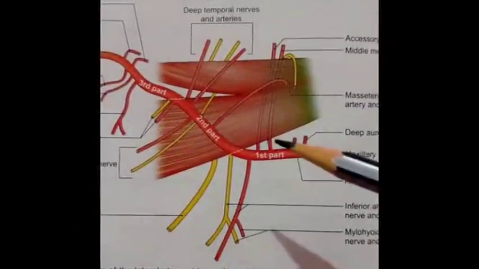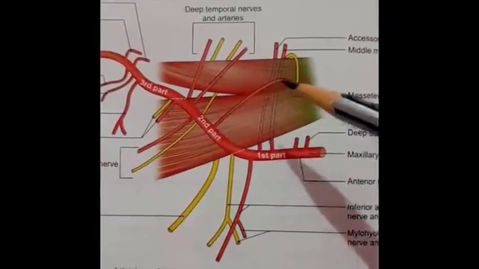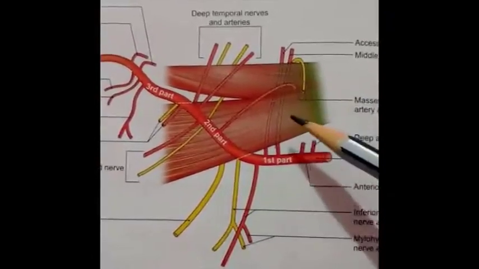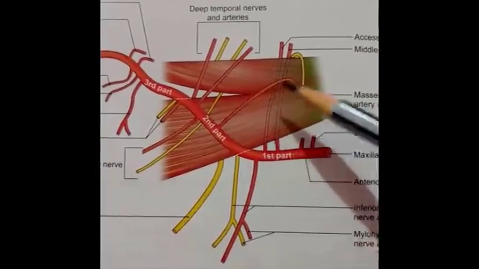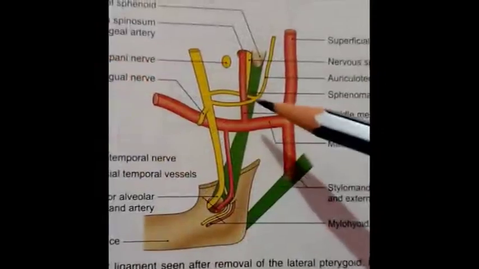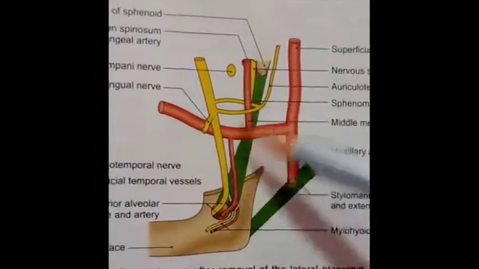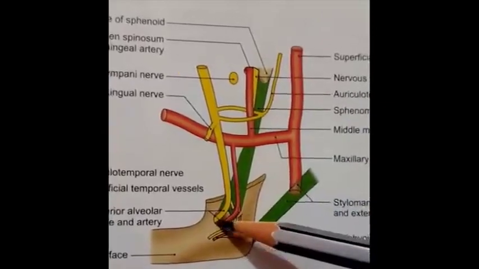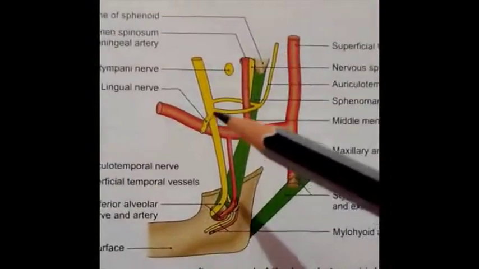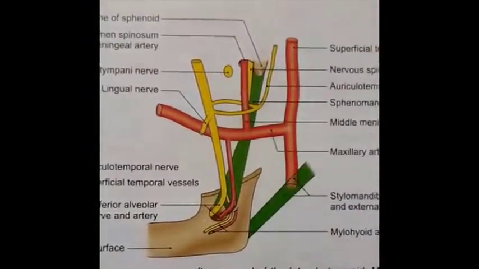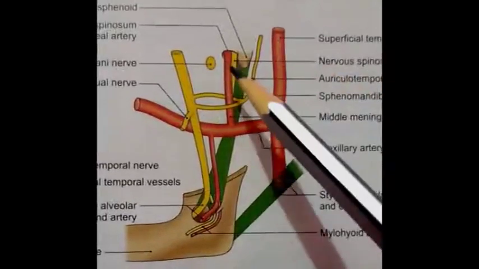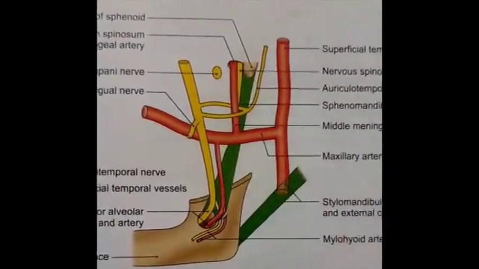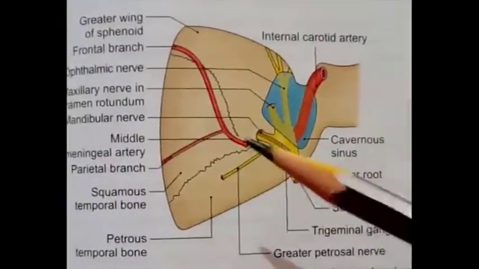After origin, the artery runs upwards and medially deep to the lateral pterygoid muscle. So this is lateral pterygoid muscle. Deep to it lies the middle meningeal artery, and it is present superficial to sphenomandibular ligament. This ligament extends from spine of the sphenoid to the mandible. Here it passes through a loop formed by two roots of the auriculotemporal nerve. Then it enters into the middle cranial fossa by passing through a foramen which is present here, that is the foramen spinosum.